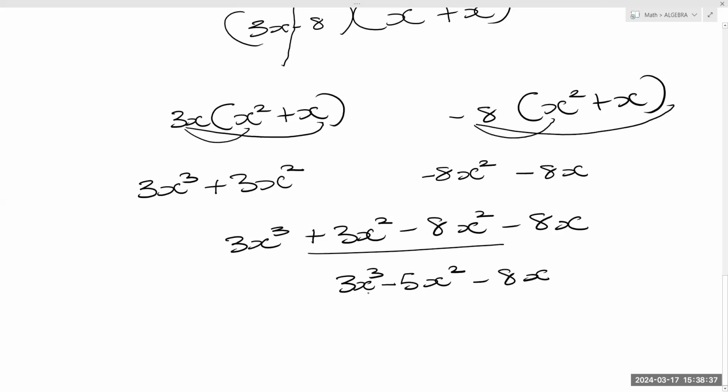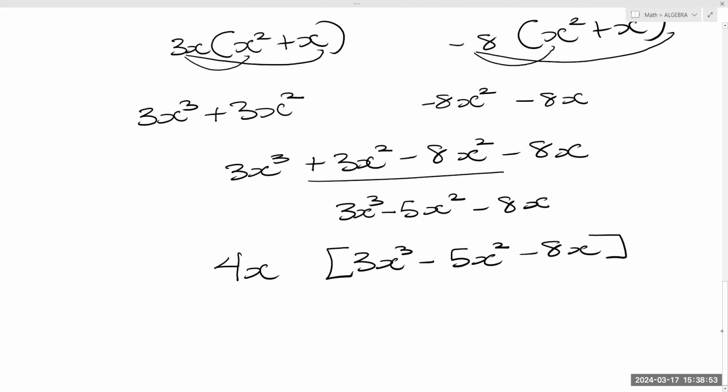Okay, remember there was a 4x outside, so we can have something like this: 4x, and then in brackets, 3x cubed minus 5x squared minus 8x. So we don't have to do anything special. We don't have to split anything, just multiply the 4x by everything inside this bracket now. So 4x, let me just confirm that it's 4x, right? Yeah, 4x.